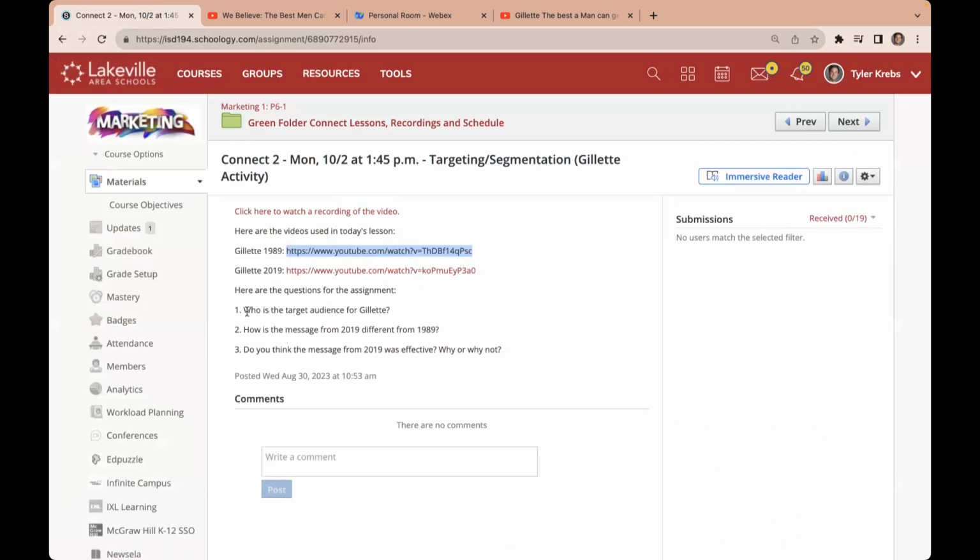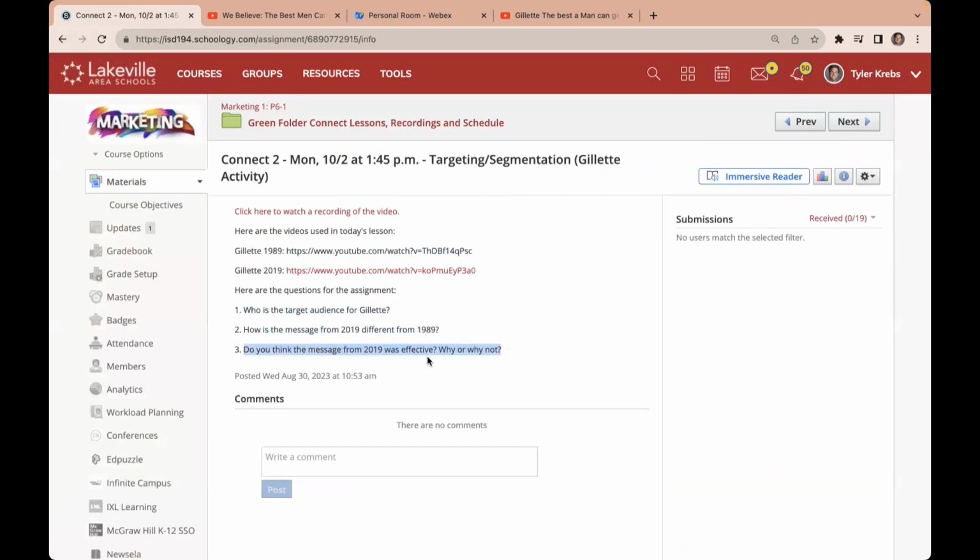So number one, who's the target audience for Gillette? I want you to write down who you think that is. Number two, how is the message from 2019 different from 1989? And then do you think the message from 2019 was effective? Why or why not? That's an opinion piece.